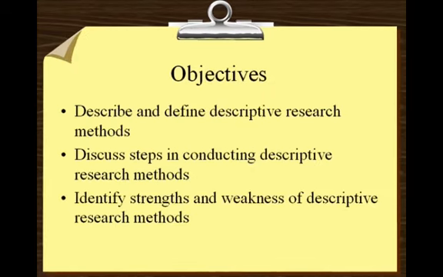As a reminder, our objectives for this lesson are to describe and define descriptive research methods, to discuss the steps in conducting descriptive research methods, and to identify strengths and weaknesses of descriptive research methods. In part 1, we talked about developmental research methods and case studies. In this part, we will discuss the job analysis research methods, observational research methods, unobtrusive research methods, and correlational research methods.